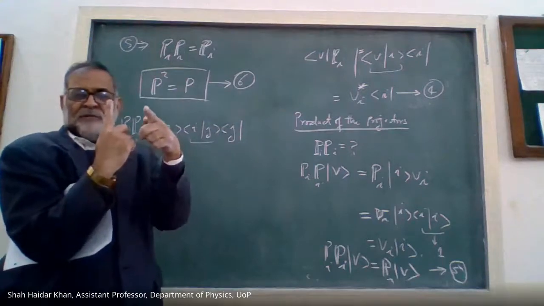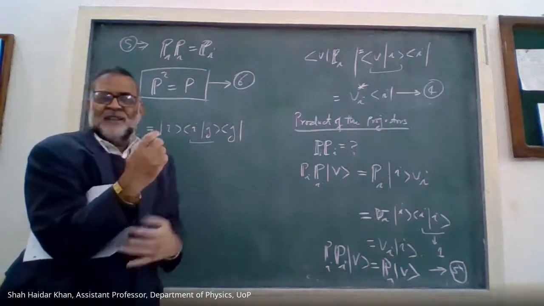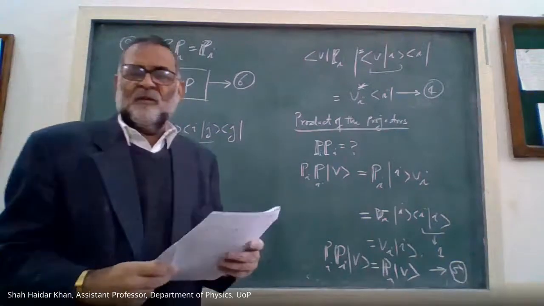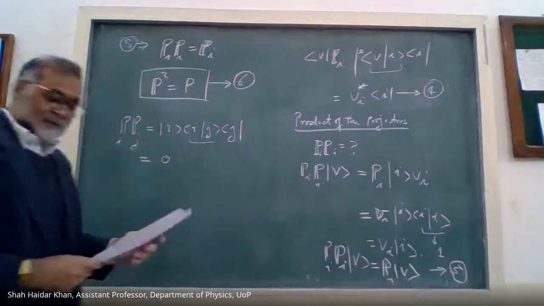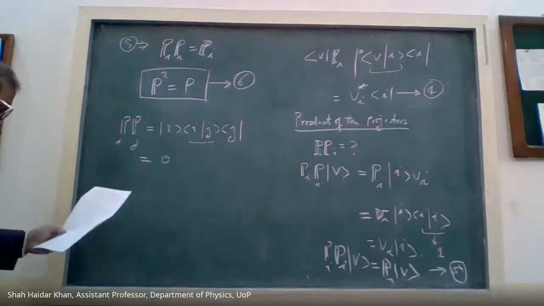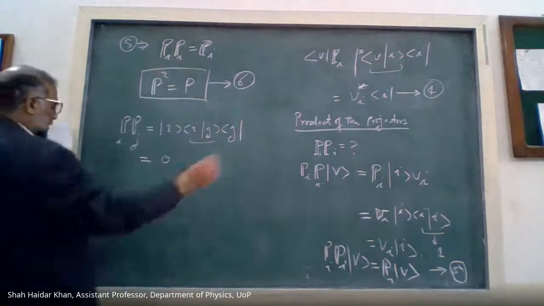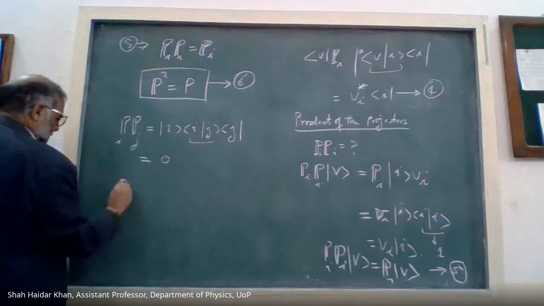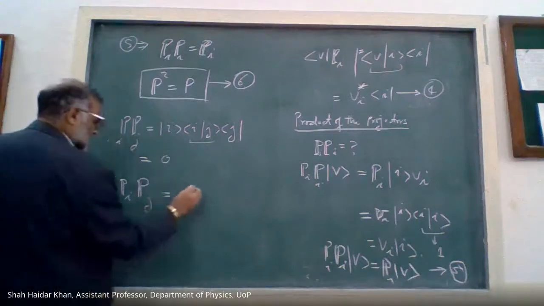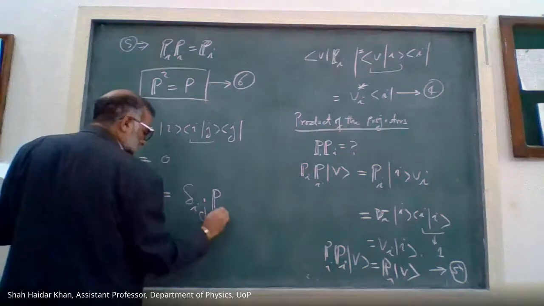So if you put another polaroid perpendicular to it, it will completely block the light, so it is like 0. The same thing is here: two projectors, when one is perpendicular to the other, will be like 0. So we can write all the relationships in a simple form: Pi Pj is equal to delta ij into Pj.